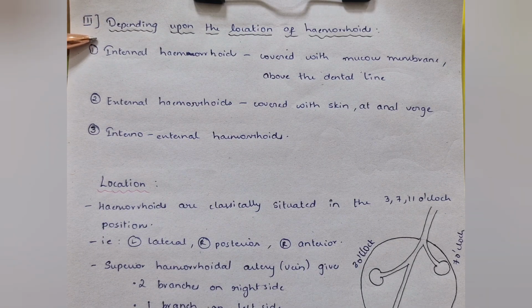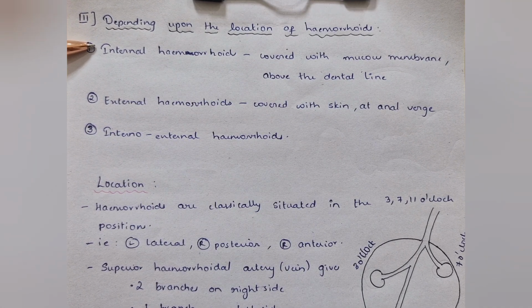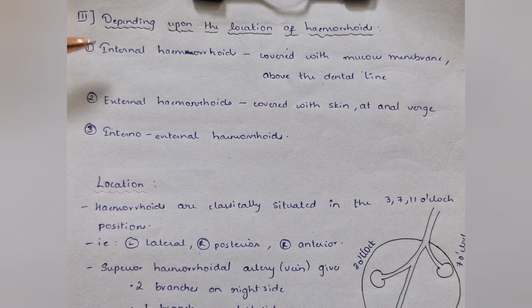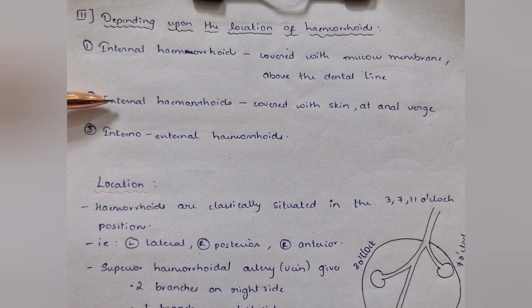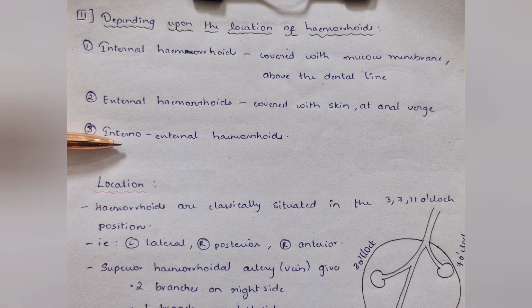The third classification depends upon the location of hemorrhoids. We have internal hemorrhoids, which are covered with mucous membrane above the dentate line. External hemorrhoids, covered with skin at the anal verge. Interno-external hemorrhoids.